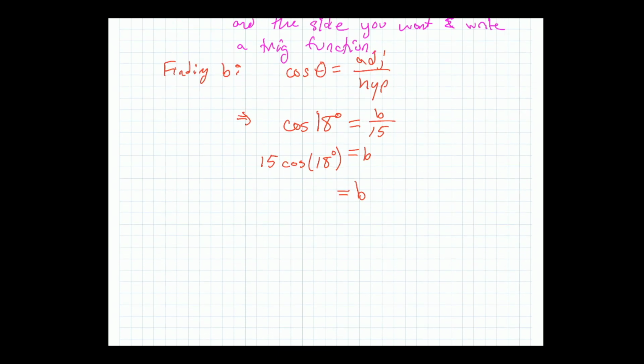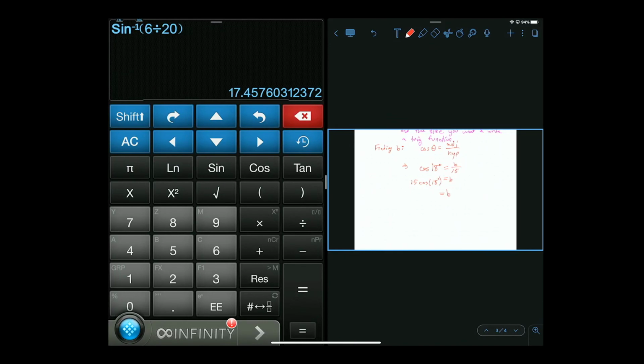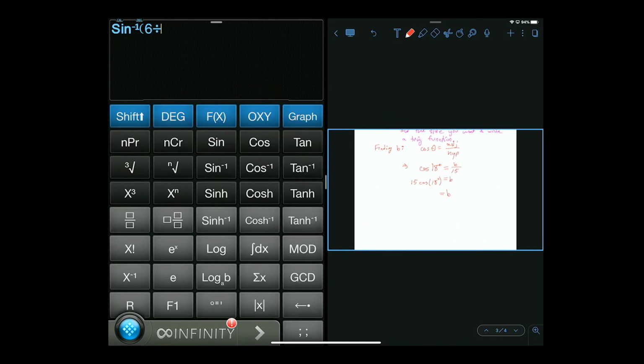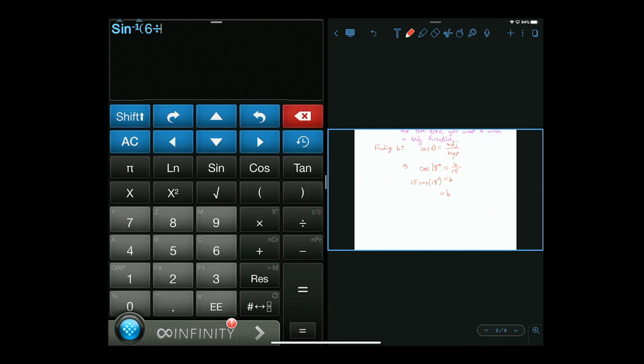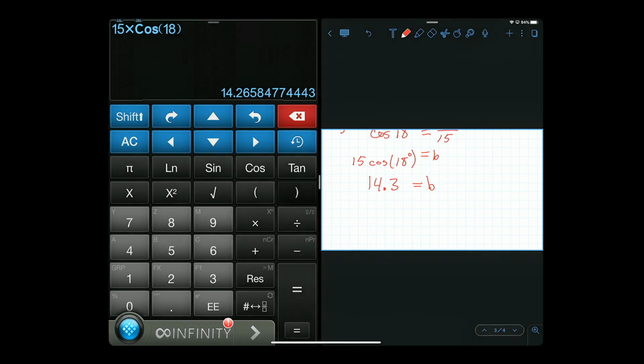B equals. So that's where you're going to use a calculator again. We're doing 15 cosine 18, and I can double check that I'm in degree mode. I am. So we need 15 times cosine 18. Enter. 14.2. I'll just say 14.3. All right. Easy.